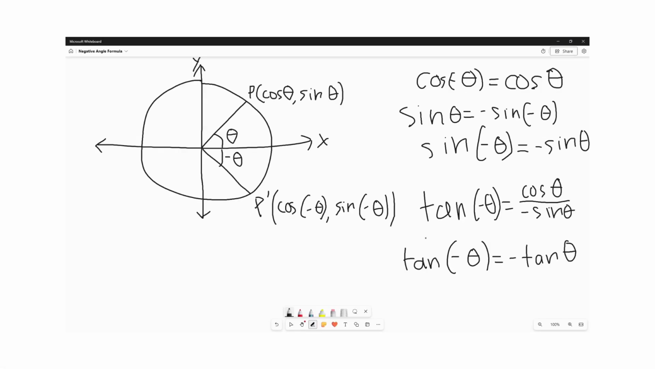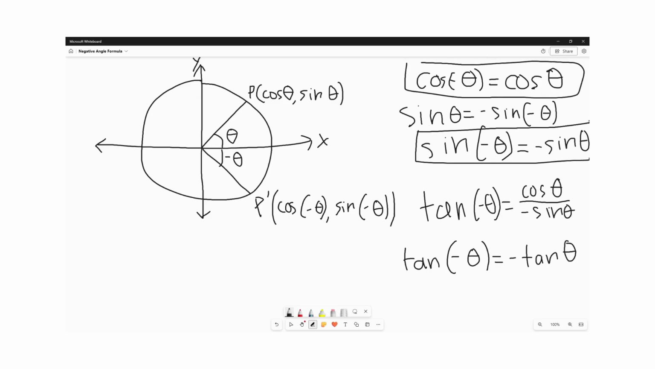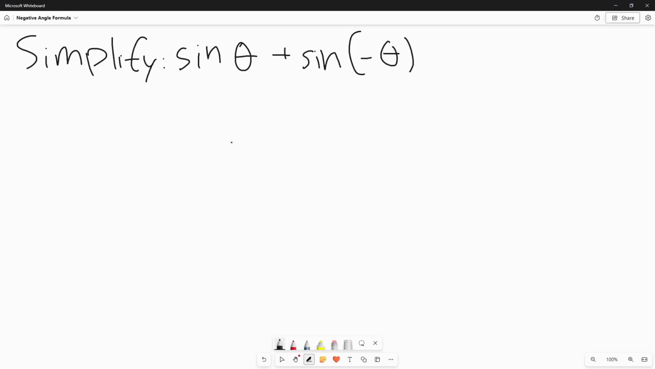And now we can see we have discovered 3 identities, and these are all known as the negative angle formulas. Because if you look at each, you can notice that each of them has cosine, sine, or tan of negative theta, and sets it equal to some other thing in terms of cosine, sine, tan of regular theta. Now let's do some problems where we have to use the negative angle formulas.